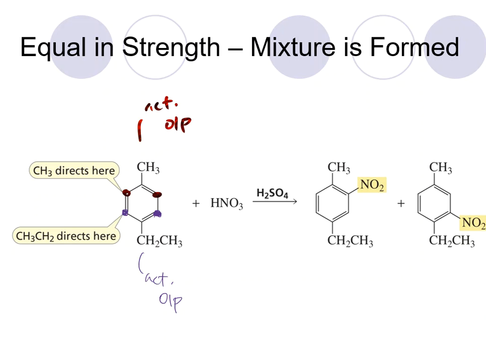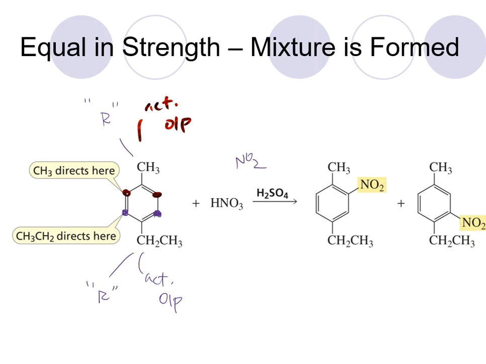Again, they disagree. One's telling this incoming group, go here and here. The other one is telling the incoming group, go there and there. Who does nitro listen to? Because that's what we're getting ready to add on to make our tri-substituted benzene. Well, these are equal strength. They both call the shots. And if they're equal strength, because this is an R group and this is an R group, it's the same type of group. On the chart, one does not outweigh the other.